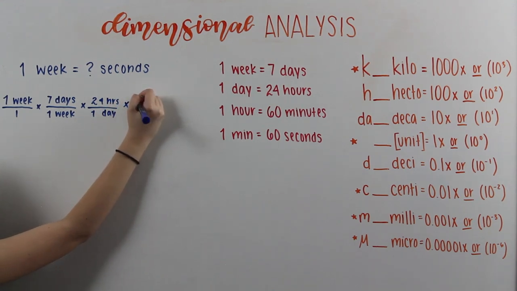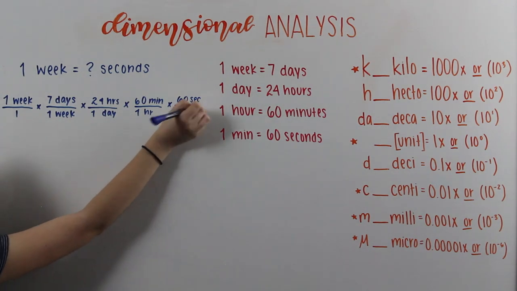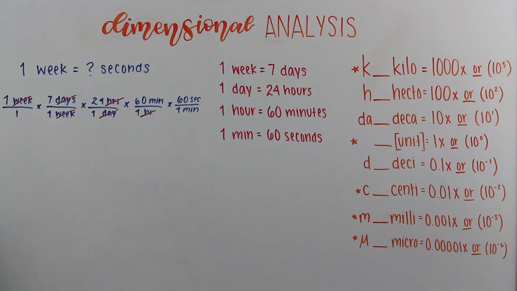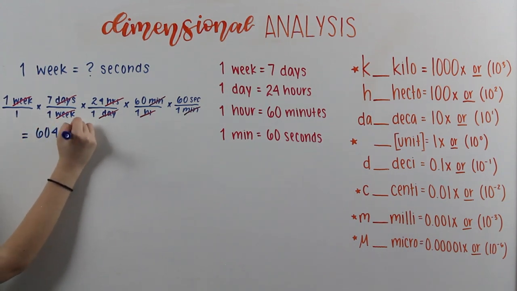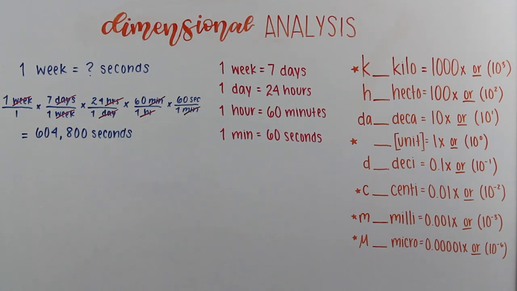This arrangement of conversion factors will continue until we have our desired unit, second, at the top. Then we cross-cancel the units that appear both at the top and at the bottom, leaving us with the final unit, seconds. Finally, we multiply all the numerical values at the top and divide all the numerical values at the bottom. Note that multiplying and dividing by 1 have no effect on the value. We can therefore ignore the 1s. 7 times 24 times 60 times 60 equals 604,800. With the unit, the final answer is 604,800 seconds.